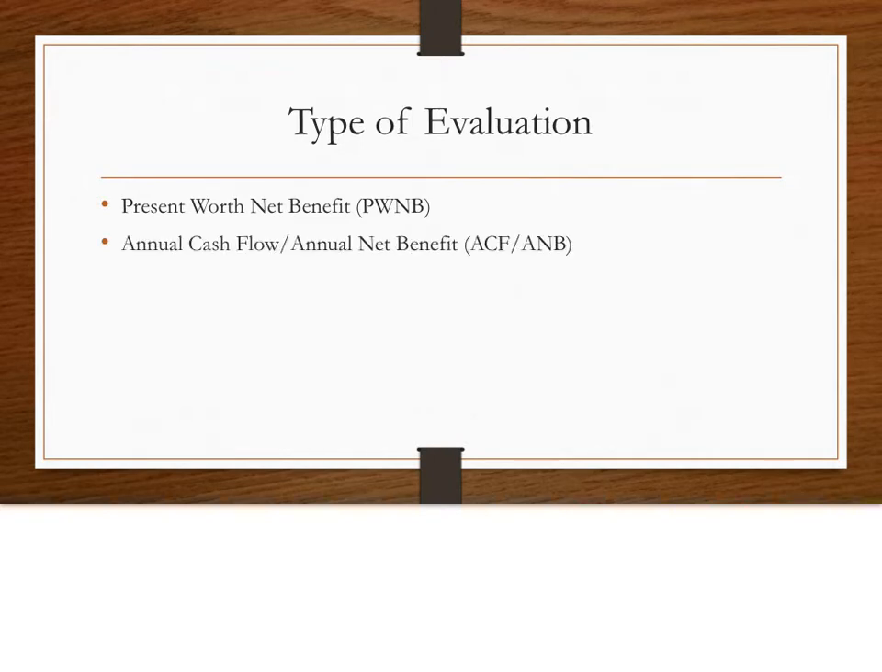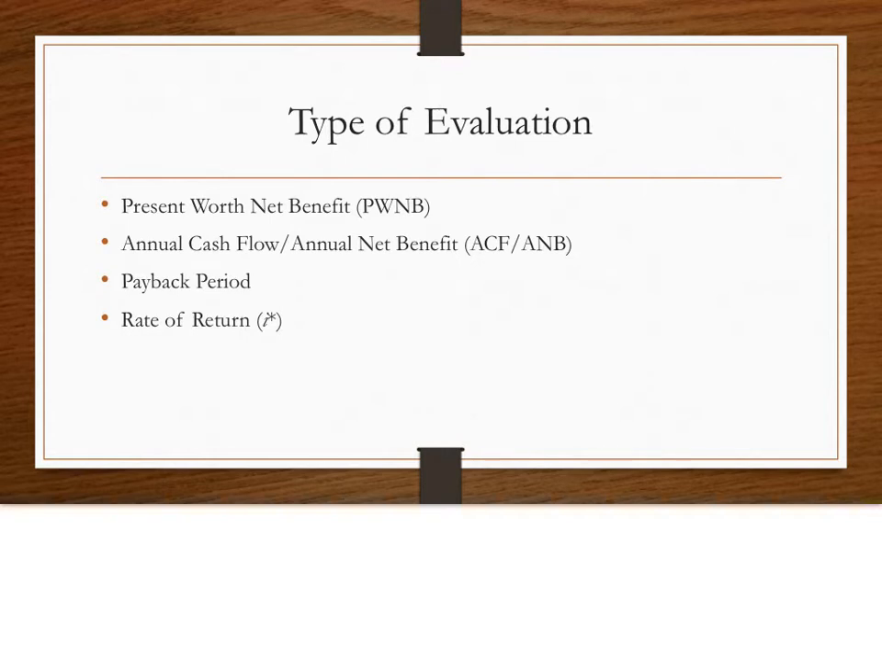The second method is the annual net benefit, or annual cash flow. It is essentially the same method as the PWNB, but in this case, instead of a lump sum in today's dollars, we are comparing the benefits in terms of an annual revenue stream. In other words, we're trying to determine which alternative gives us a larger annual revenue. The next method is the payback period. The payback period simply illustrates which alternative gives us a return on our investment in the shortest amount of time.